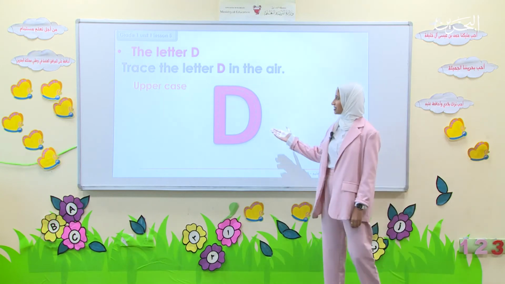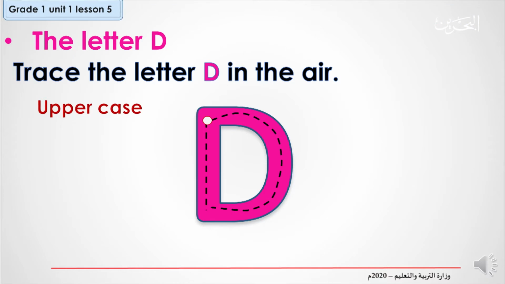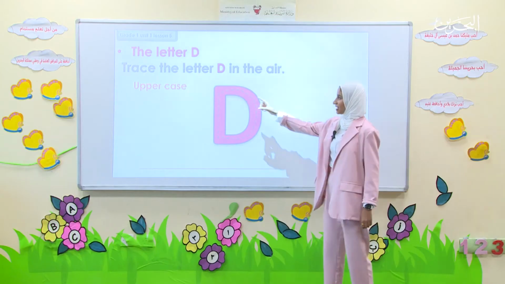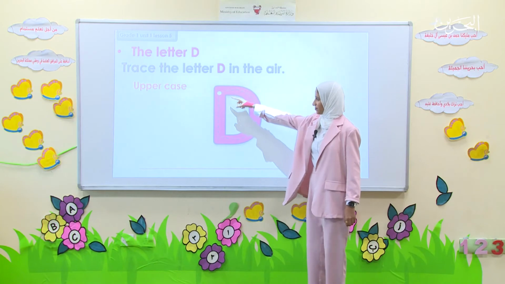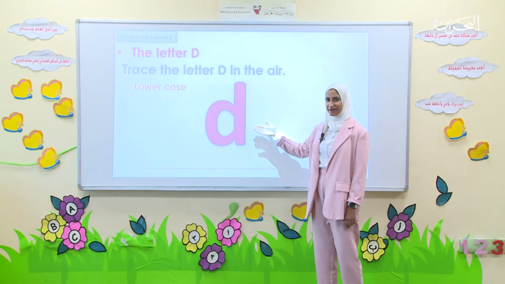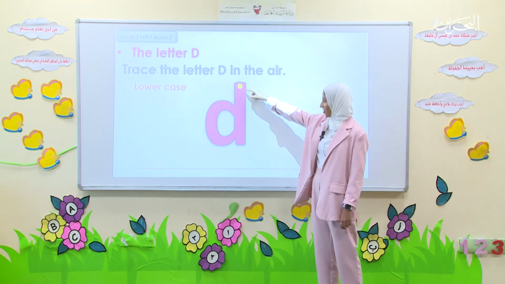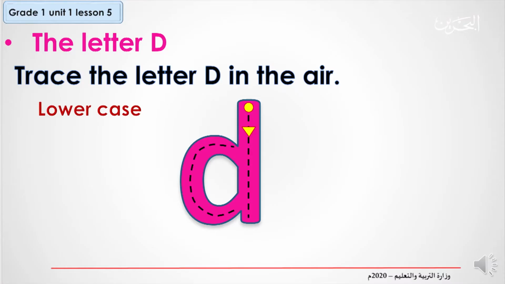Now let's trace the letter D in the air. Raise your finger up in the air and let's follow the arrows. Start. Now let's trace the lowercase d in the air. Now raise your finger and let's do it together. Start. Wonderful. Let's do it one more time. Start. Excellent.